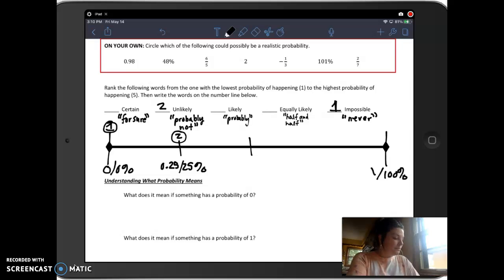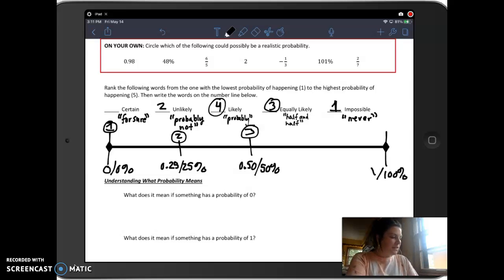Equally likely is coming next. See how equally likely is halfway? So that's going to be half or 0.5 or 50%. Sometimes you hear people say 50-50 chance. That's equally likely, right there in the middle. All right, let's keep going.